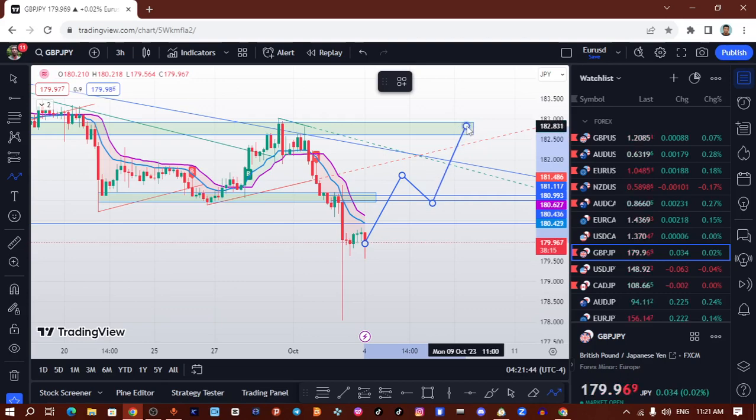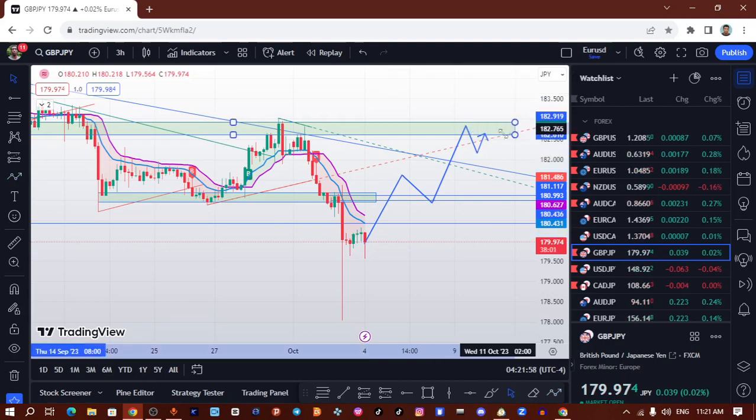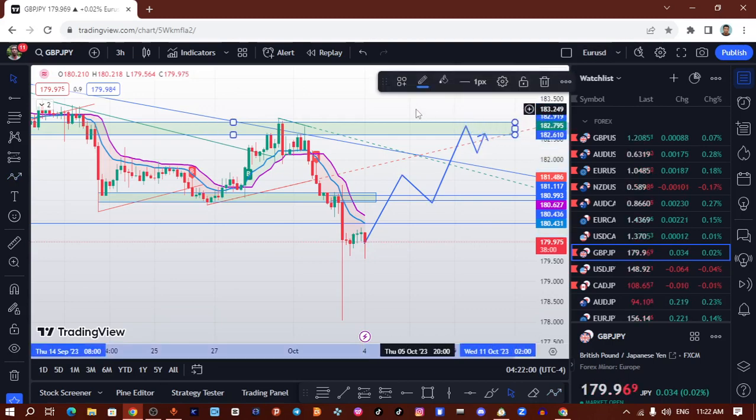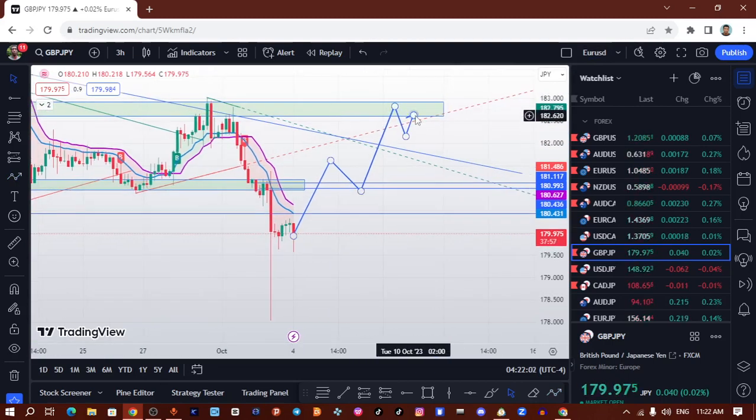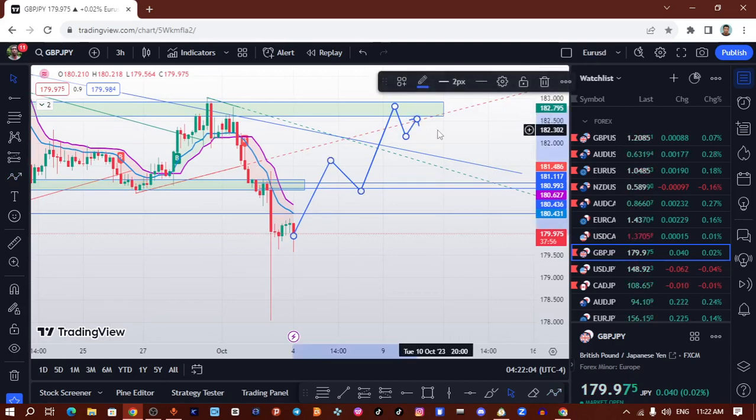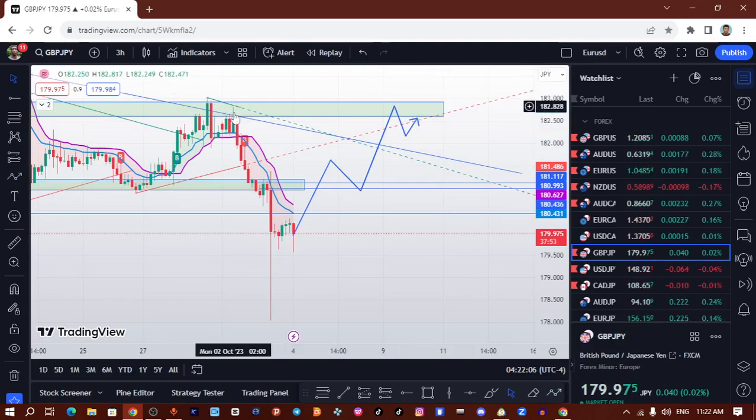When the price comes here, we have to wait for a displacement candle, a momentum candle to the downside, then a retest. This is the intermediate term high. Okay, this is an intermediate term high, just like this one, just like this one.